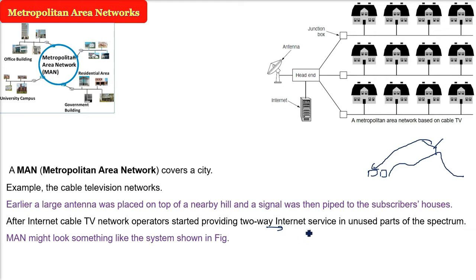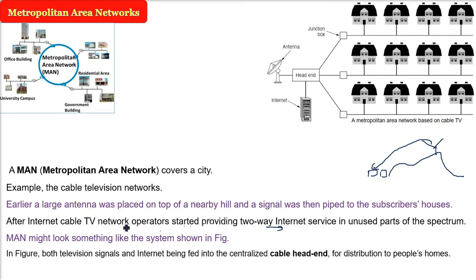Especially when we are talking about a cable network, or how the different subscribers or the houses are connected. So we have, for example, television signal, or even say the internet. Both of the things you can understand. They are sent or fed into a centralized cable head end. And from here, it goes through different houses through the junction box.